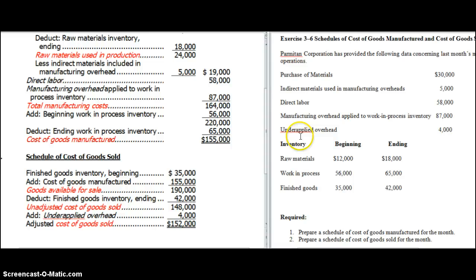Therefore, if there is any under applied overhead, you add it to your cost to bring it to the actual cost. Therefore, you will add the under applied overhead to the unadjusted cost of goods sold. So 148,000 plus 4,000. And this is your actual cost of goods sold, which is the adjusted cost of goods sold, 152,000. This is the explanation of both cost of goods manufactured and cost of goods sold schedules.